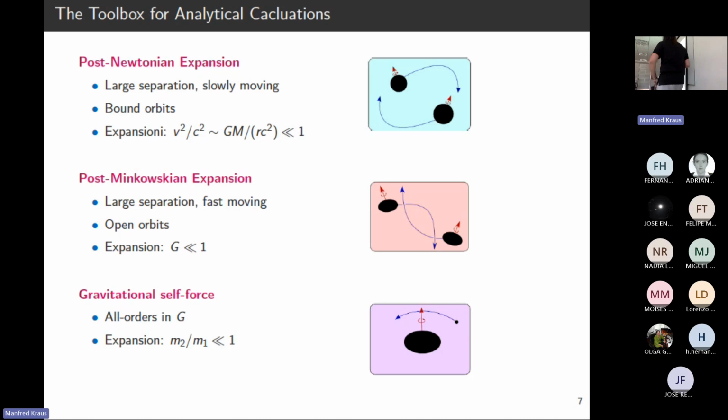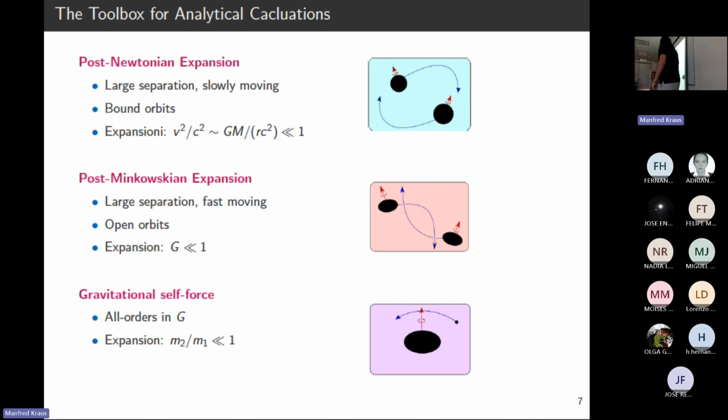What we in quantum field theory prefer is the so-called post-Minkowski expansion. So we still have large separation, but we have relativistic black holes. This is very useful in describing open systems like scattering, like how you would do it in particle physics. You rarely think of a bound system in particle physics. Mostly at the Large Hadron Collider, you are colliding two protons and some bunch of particles come out. So now we are colliding black holes and two other black holes come out.